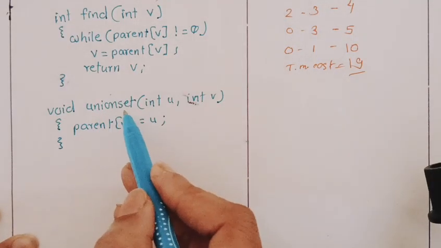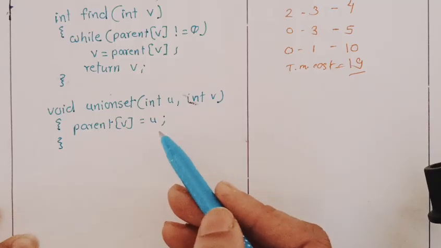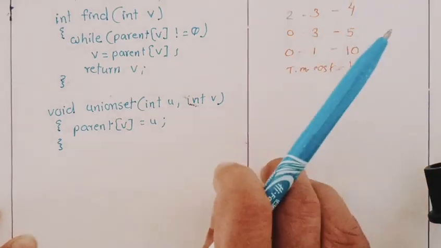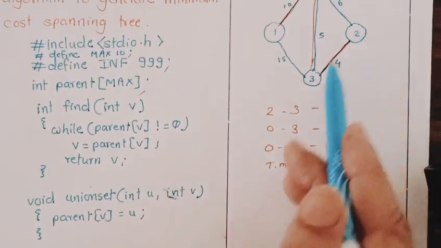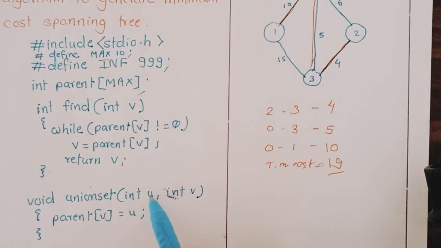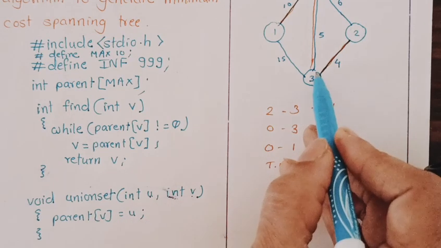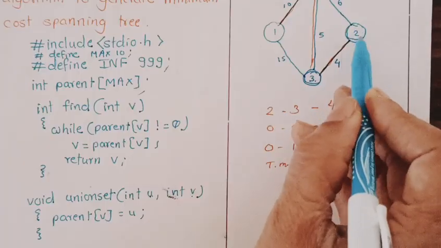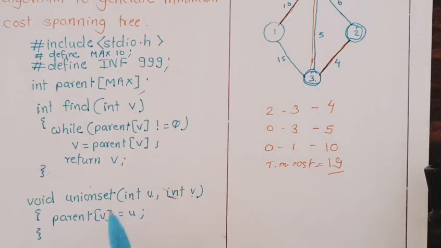So this union set function we are using to set the parent of a particular node. Suppose, see here, 2 and 3 are there. 2 is u, and 3 is the v value. So the parent of 3 is u here. So this one's parent is this node. To form this, we are using this union set function.